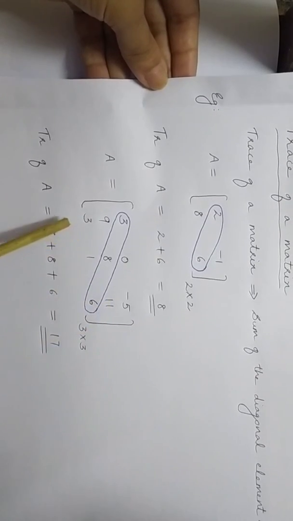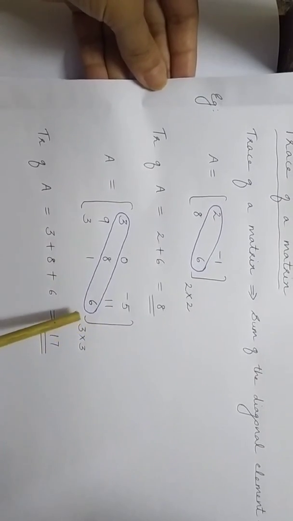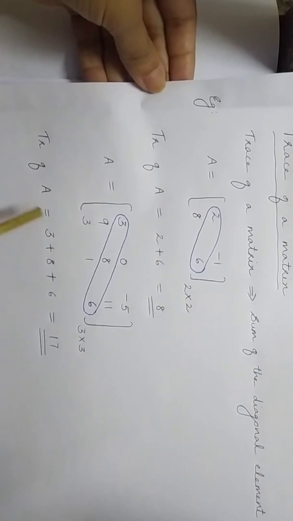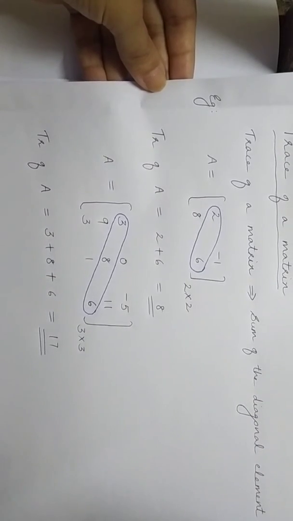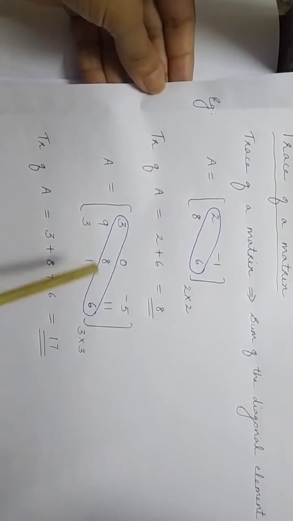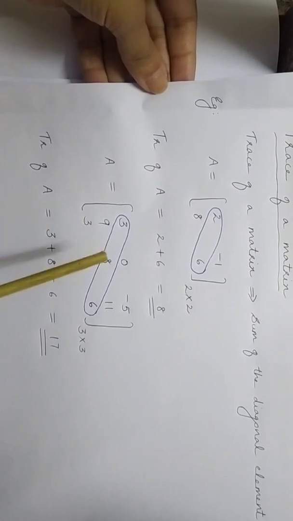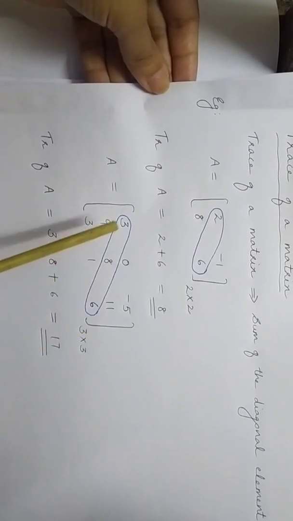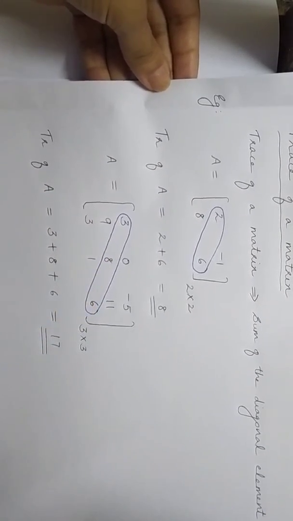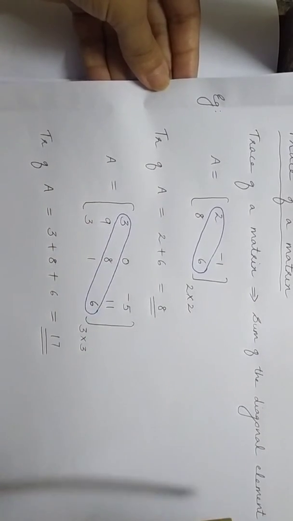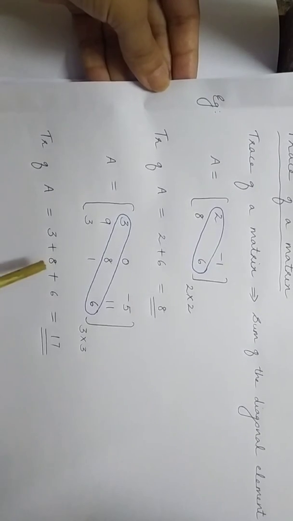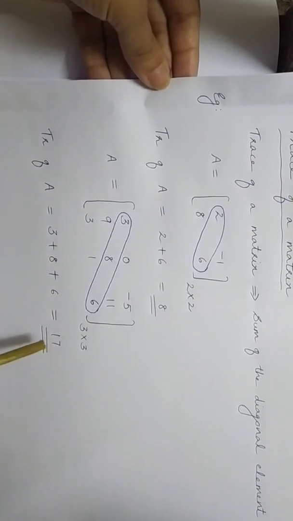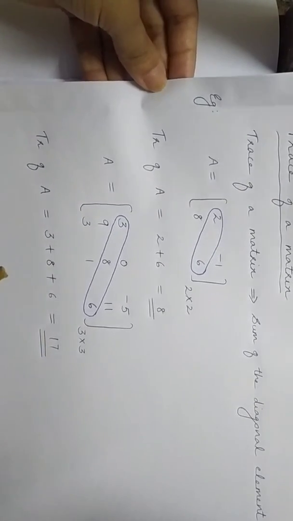Now the second question: A is equal to the given matrix 3, 0, minus 5, 9, 8, 11, 3, 1, 6. This is a 3 by 3 matrix. So how do we find its trace? Firstly, we have to find the leading diagonal elements. The leading diagonal elements are 3, 8 and 6. The trace of a matrix is the sum of these diagonal elements. That is 3 plus 8 plus 6, and we get the answer as 17.